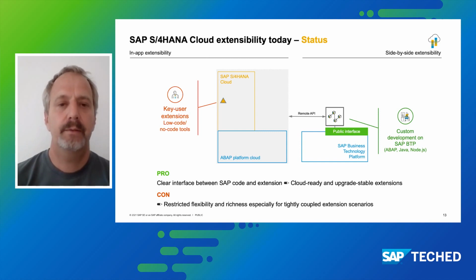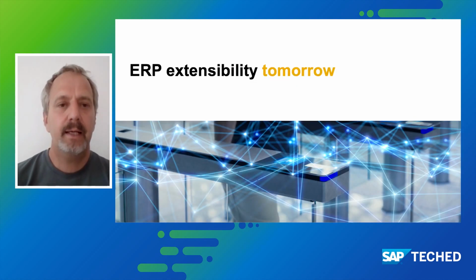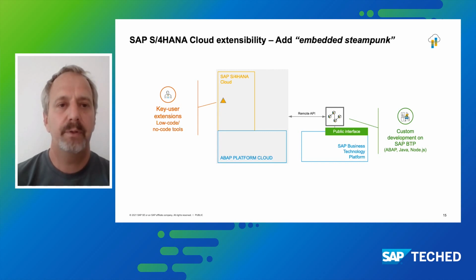Second is a more strategic issue. On the left side, we have only key user extensibility. If you want to build or develop a bigger application, a bigger extension, which really is tightly coupled, which can't be done side by side, then there's a gap. Because the developer role is not supported for tightly coupled extensions. And that exactly leads me now to ERP extensibility tomorrow, where we want to close that gap.